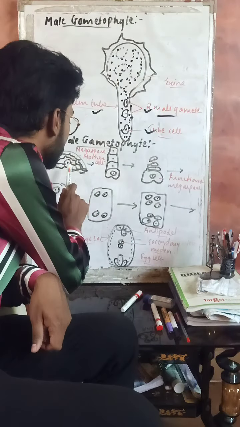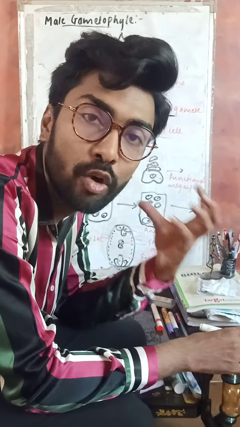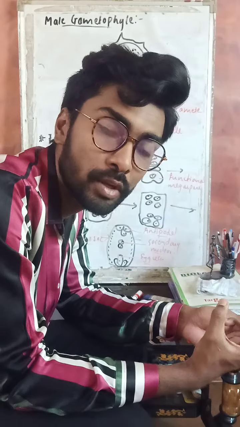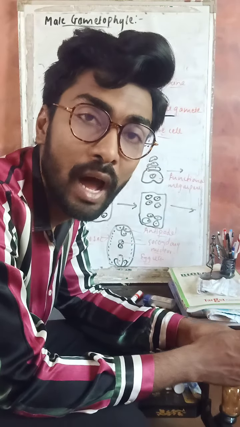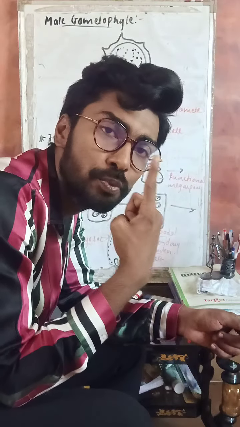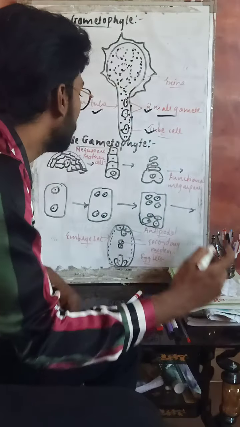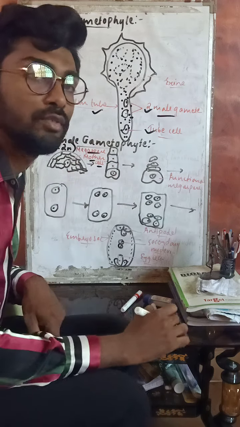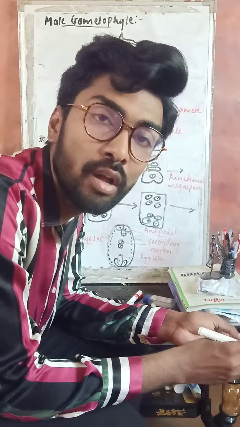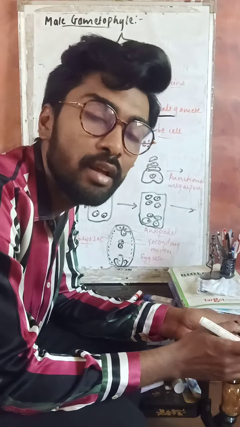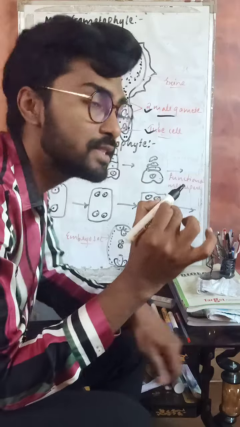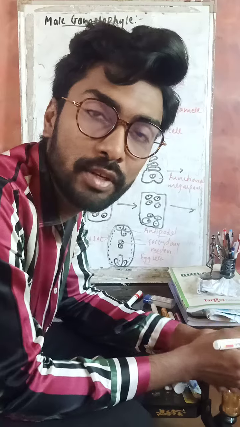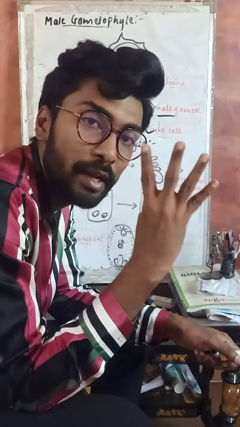Right, so in a young ovule, the hypodermal cells which are present below differentiate to form the archesporial cell, and one of the archesporial cells during maturity leads to the formation of the megaspore mother cell, which is diploid in nature. Now this megaspore mother cell undergoes meiosis cell division to form tetrad megaspore.